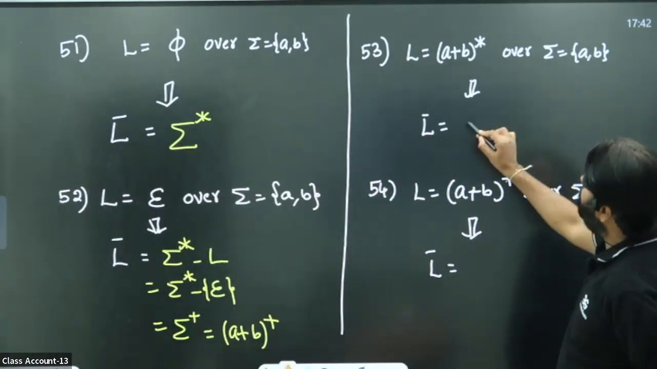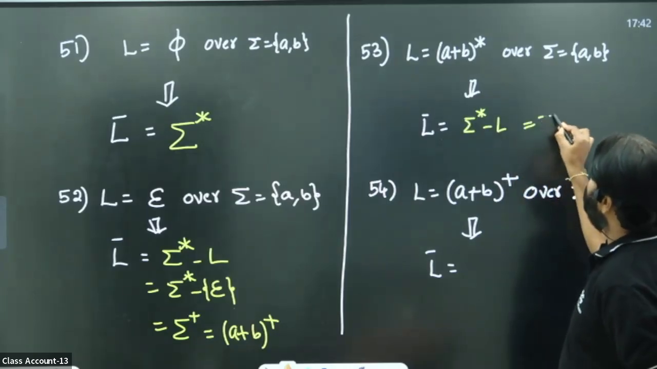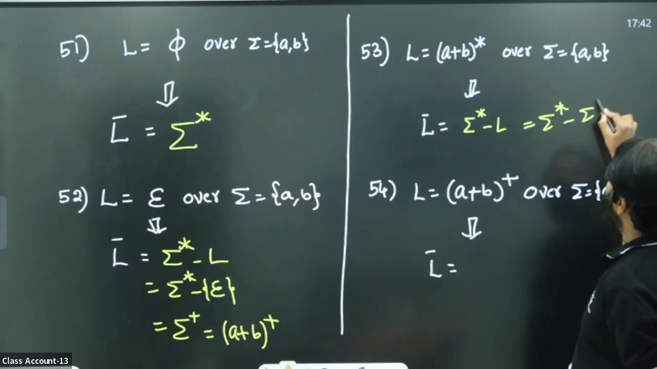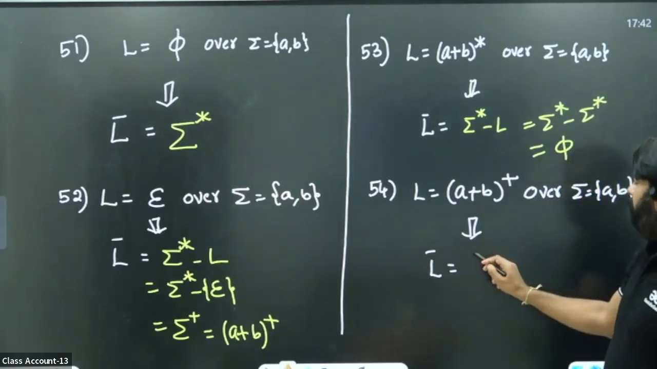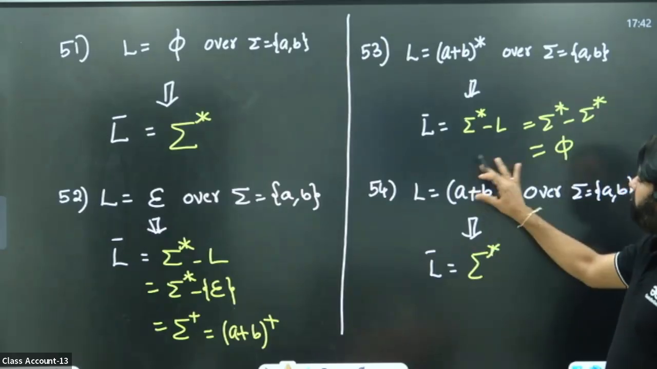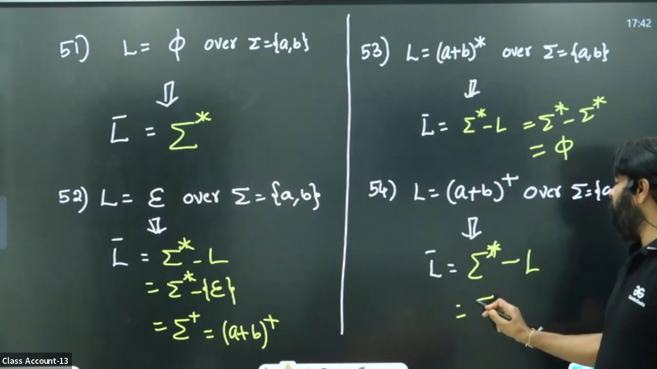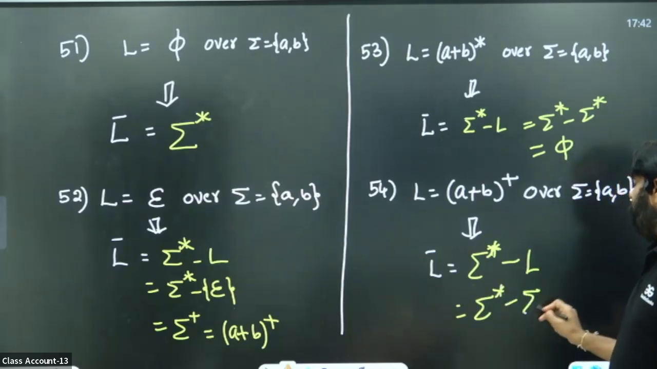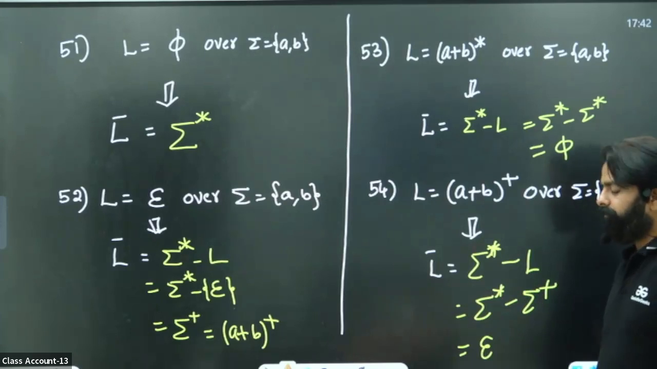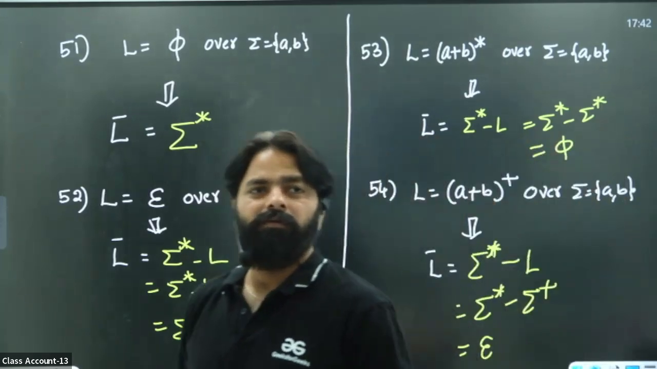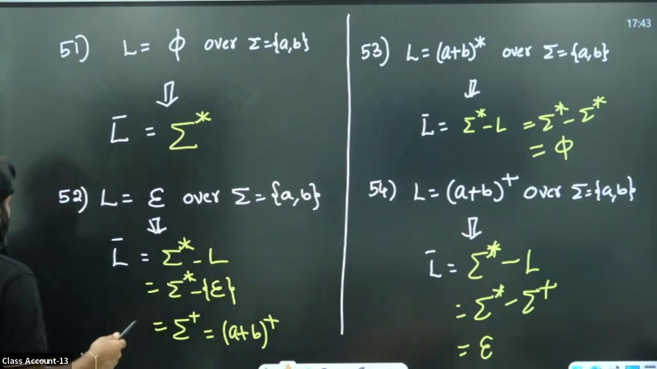And here, sigma star minus L. What is L? L is already sigma star. Sigma star minus sigma star. What is it? It is phi. And similarly, L is sigma plus, so from sigma star you are doing minus L. Sigma star minus sigma plus leaves only sigma power 0, that is epsilon here. So understand how to do the complement of a language.